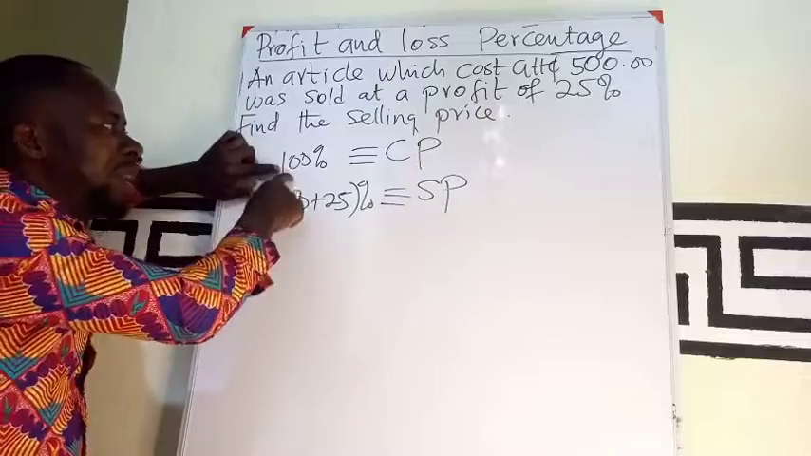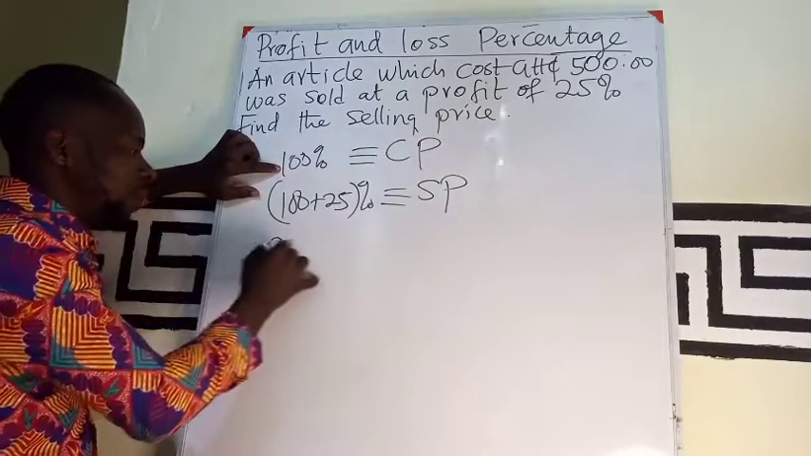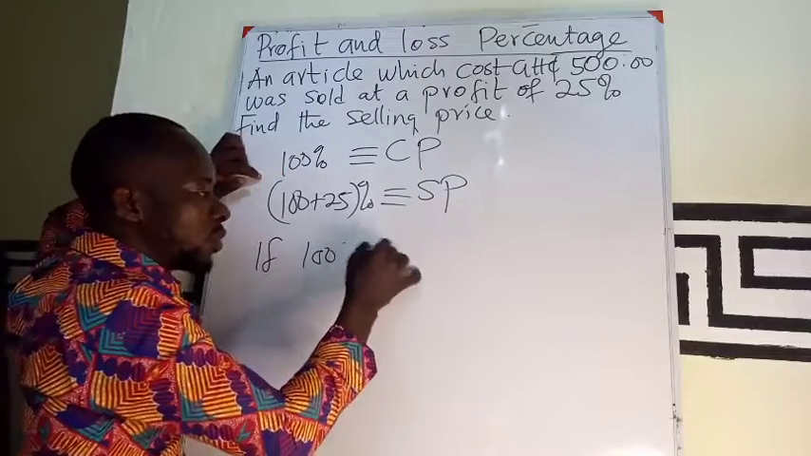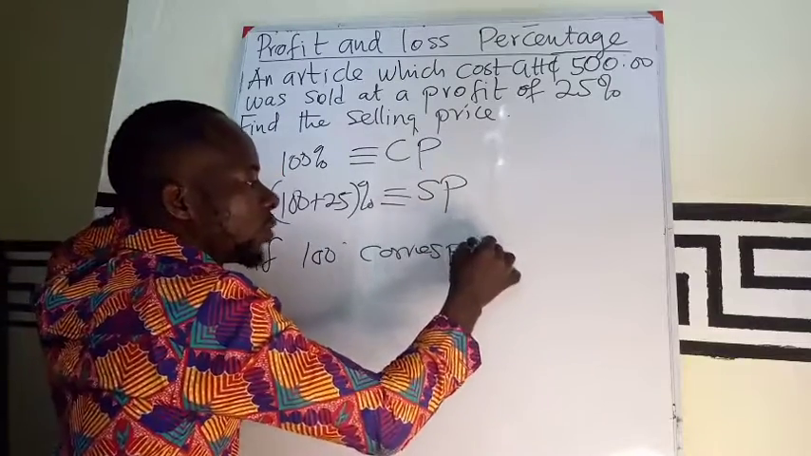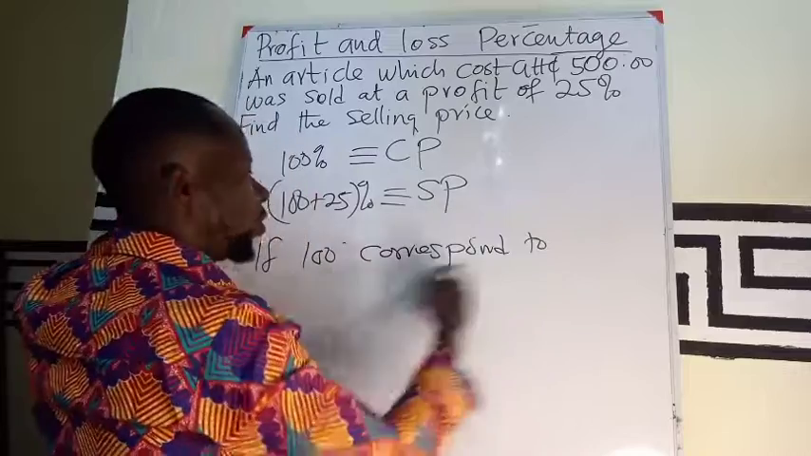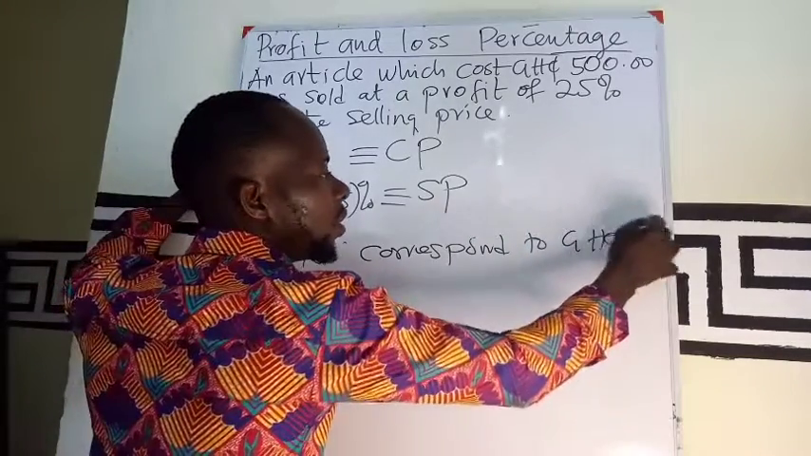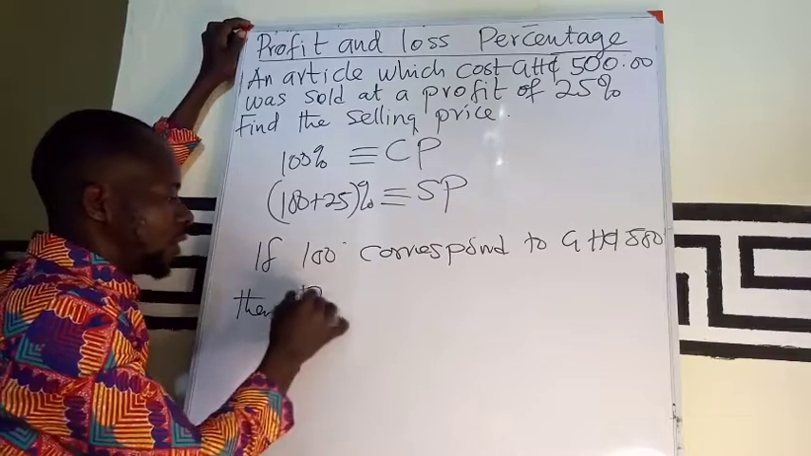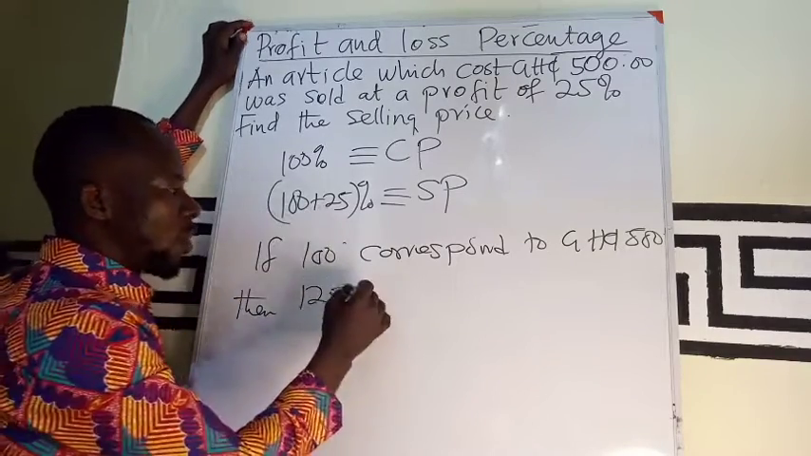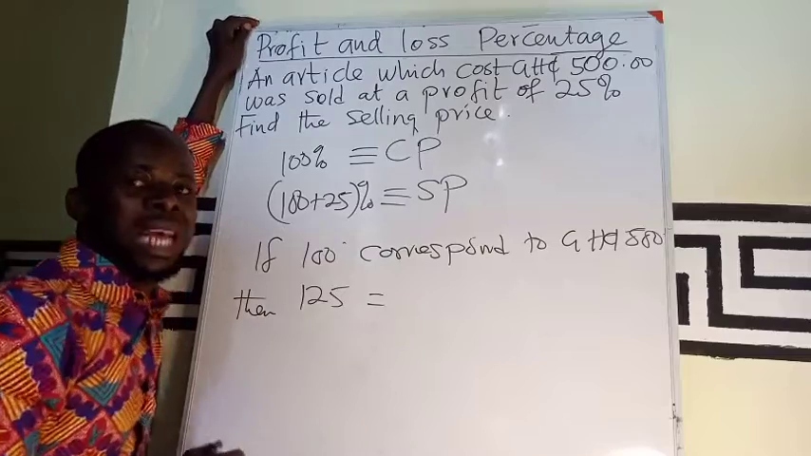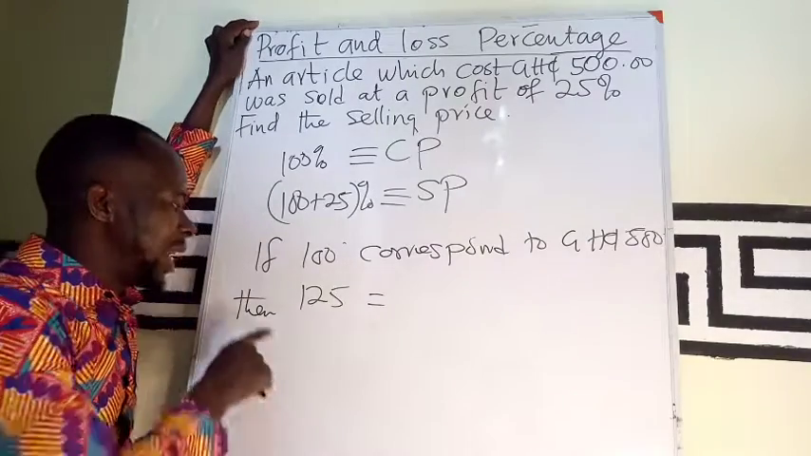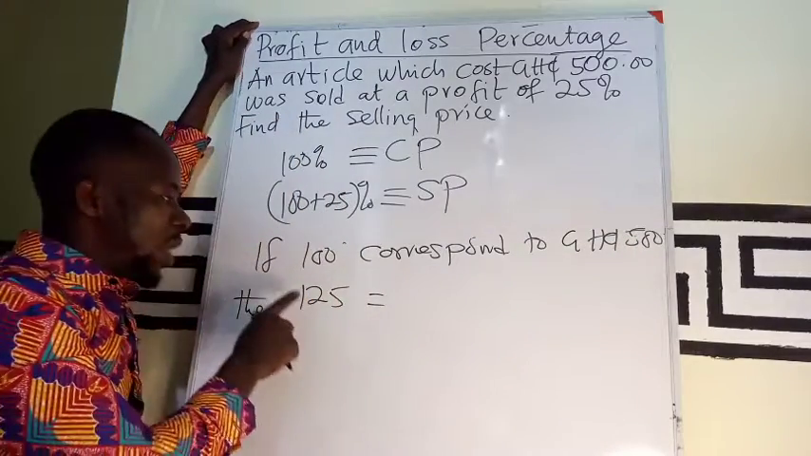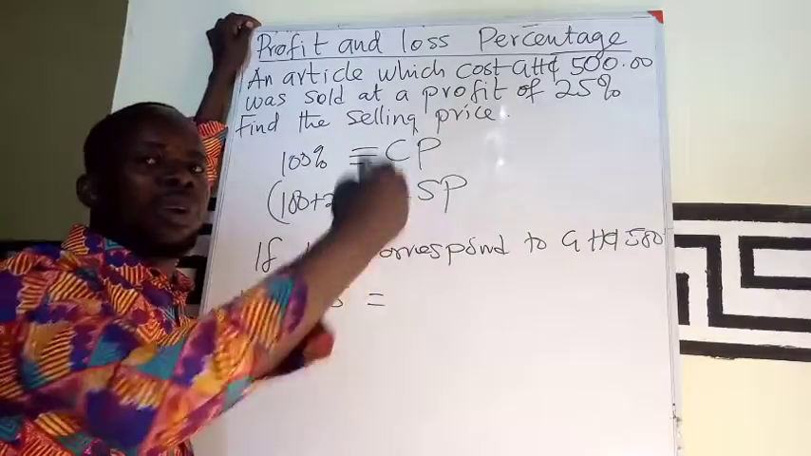So if 100% corresponds to our 500 Ghana cedis, then 125 from this will also correspond to the selling price. Now in this case, 100 is giving you 500. 125 will give you a value more than 500.